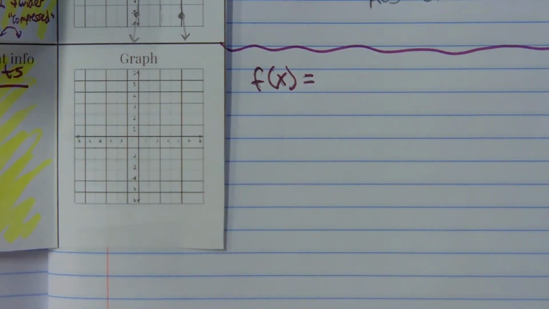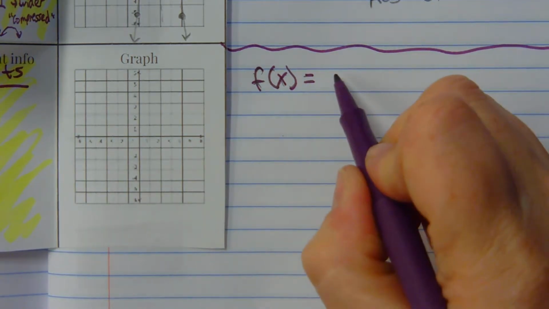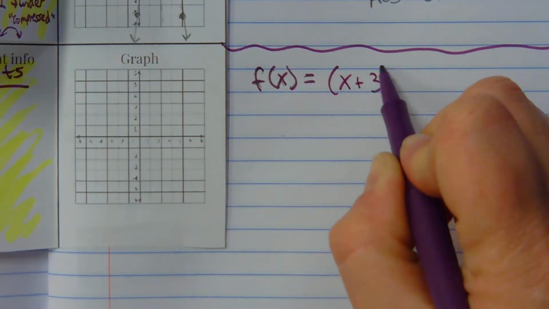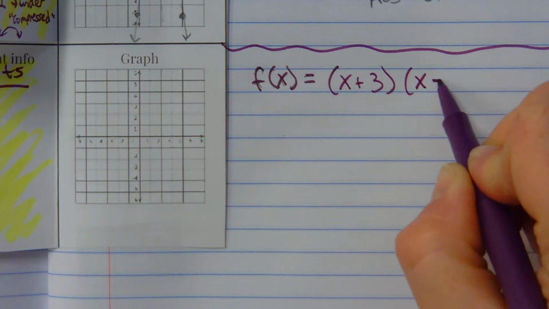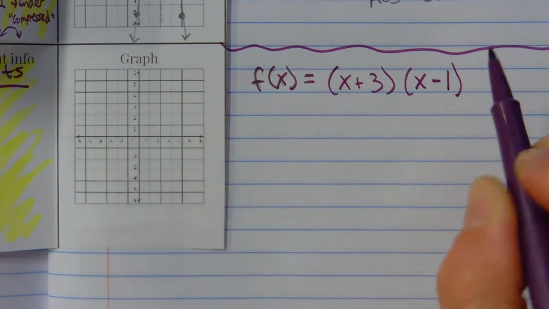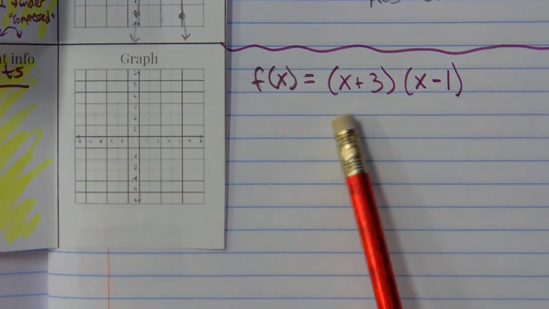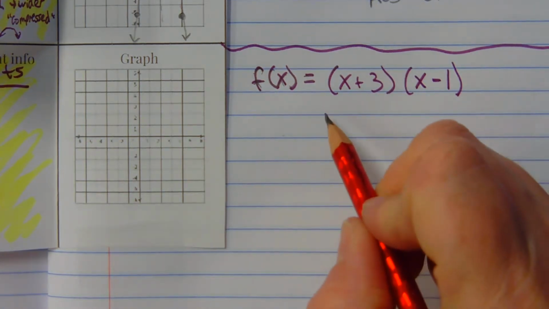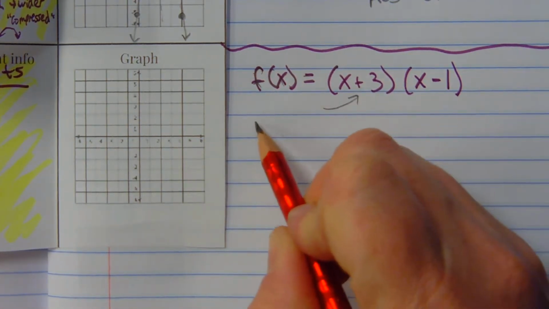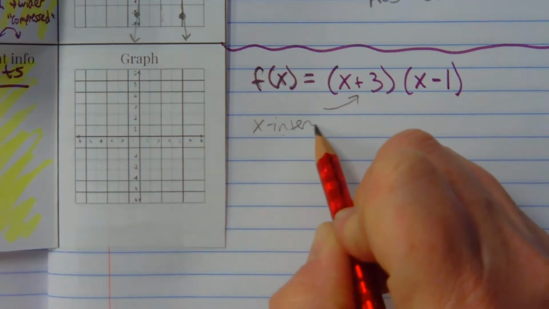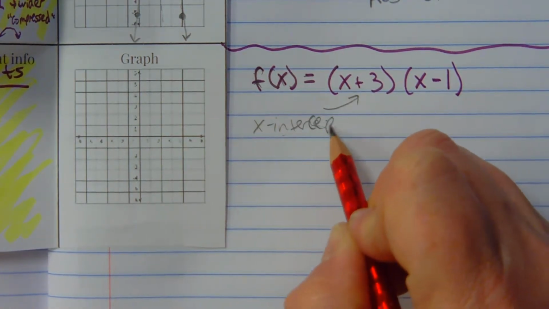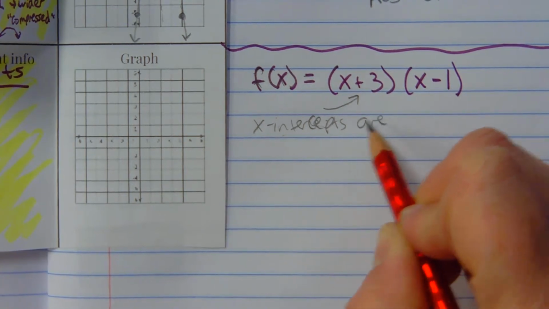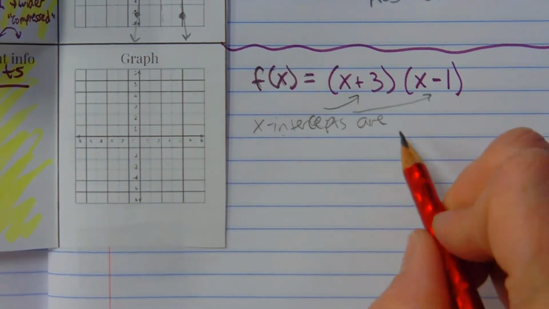F of x equals x plus 3 times x minus 1. So this is x plus 3 times x minus 1. Then I know from this that my x-intercepts are, I'm going to look at this and I'm going to look at that.